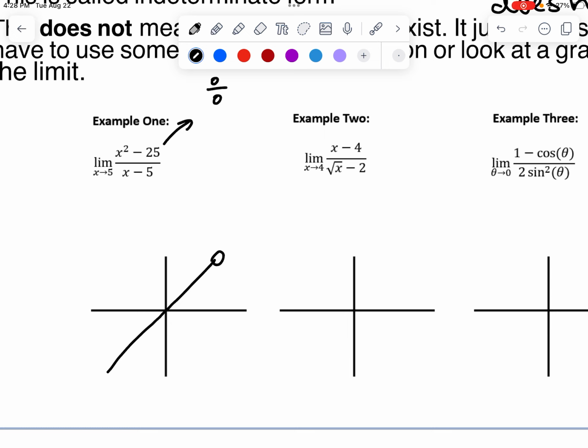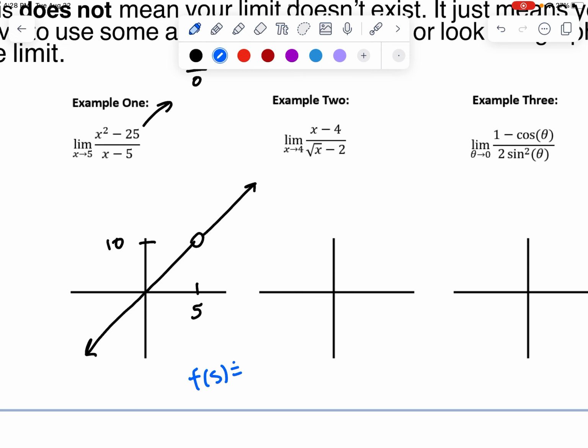It would be just a linear function, but there'd be a hole at (5, 10). If you look at that graph, you can tell that the point doesn't exist there. f(5) does not exist because there's a hole. But as you approach from the left, you're approaching 10. As you approach from the right, you're also approaching 10. So the limit does exist even though the function value doesn't exist. This is an example of how you'd figure it out graphically. On the next couple pages, I'll show you how to deal with these algebraically.